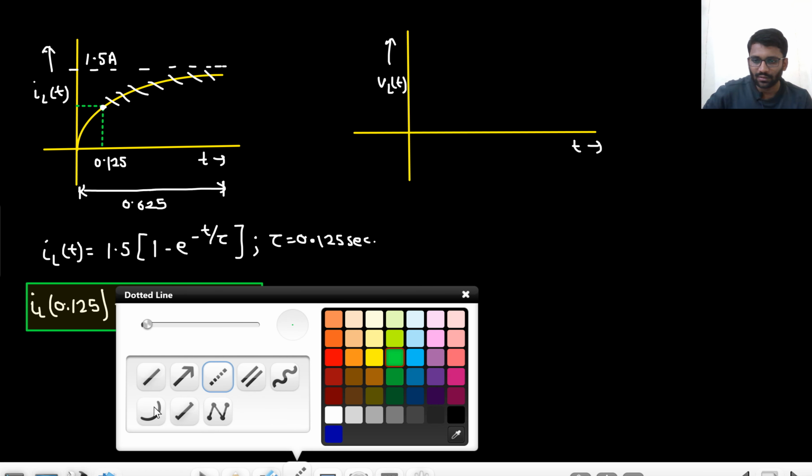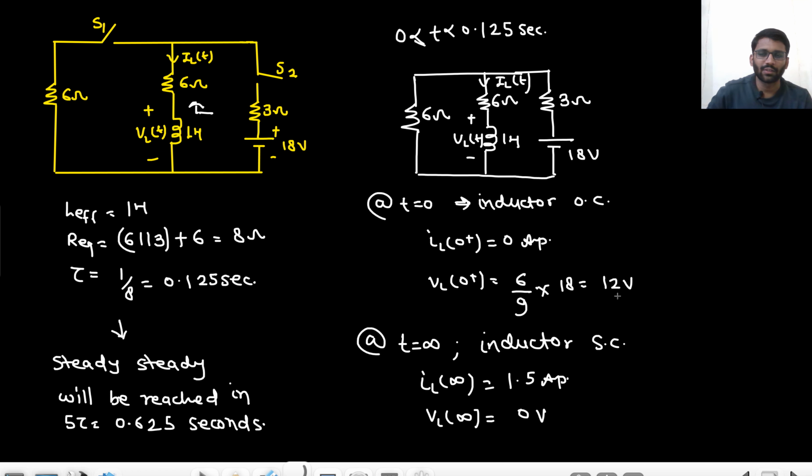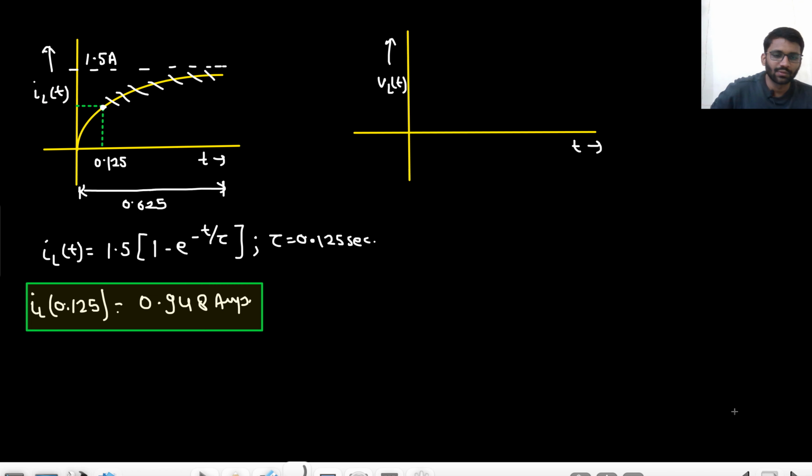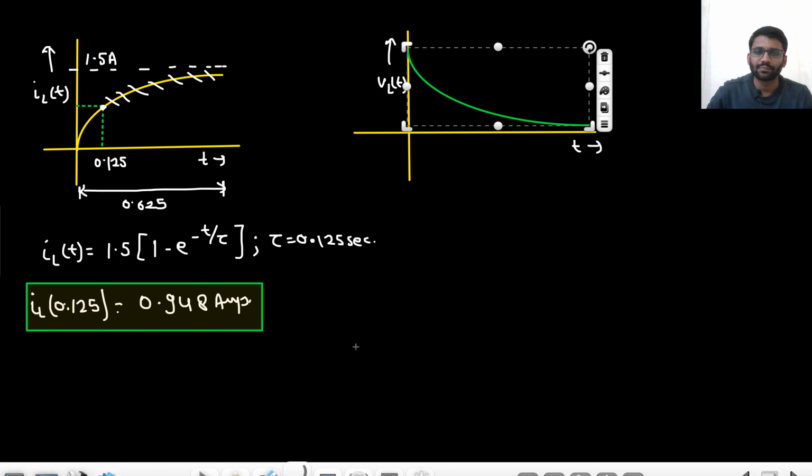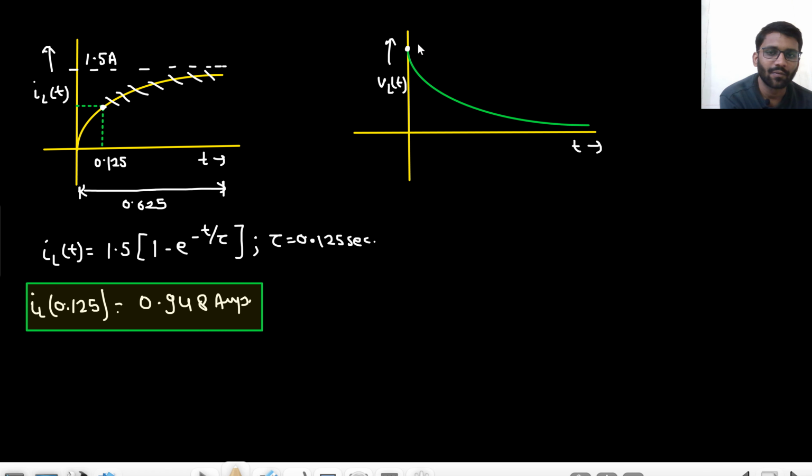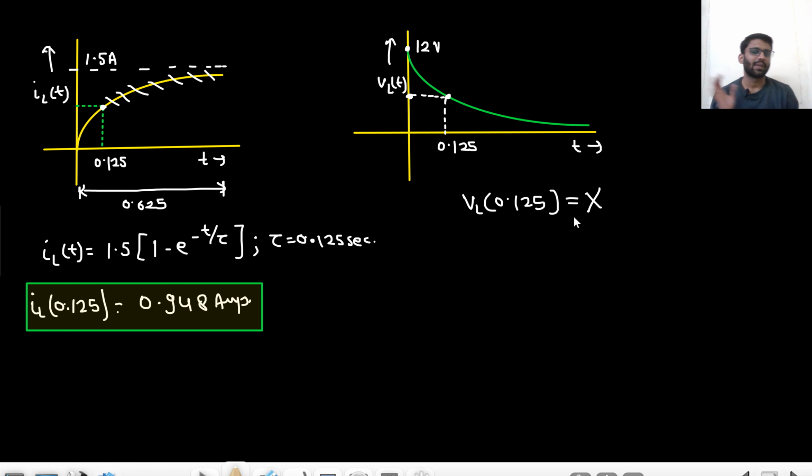And what about this voltage? It was 12, then it is trying to go to 0. From 12 to 0 it is trying to go, but somewhere here this will be your 0.125, right? Now I am not interested in finding this value. Why is it so? I am not interested in finding the VL value at t equals 0.125.